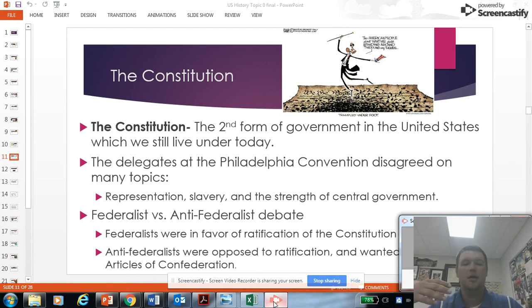So the compromise was a House of Representatives based on population. If you have more people in your state, you get more people in the House. And the Senate, our modern-day Congress, where every state gets 2 senators, no matter how big or how small.